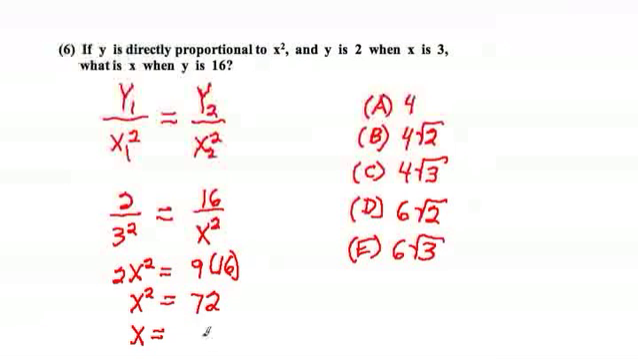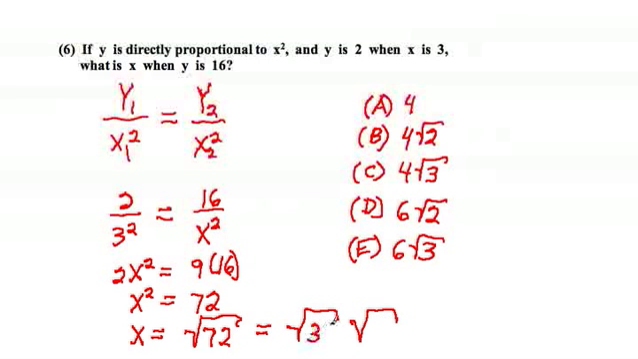But the rule for roots is that you can factor it, and if you can factor it into one factor as being a perfect square, that would simplify it. So we can factor this into 36 times 2, and the square root of 36 is 6, so the answer would be 6 root 2.